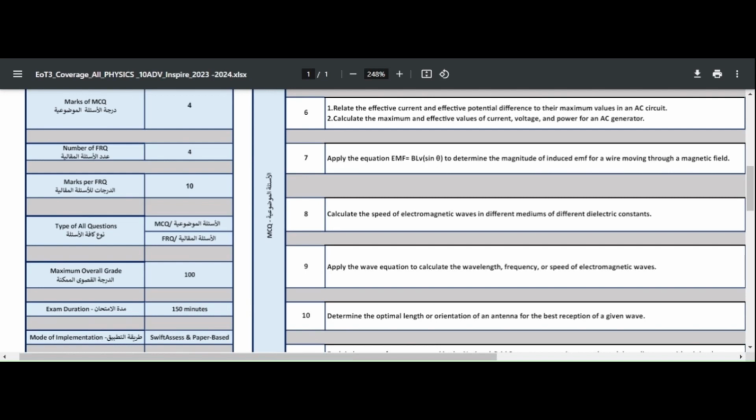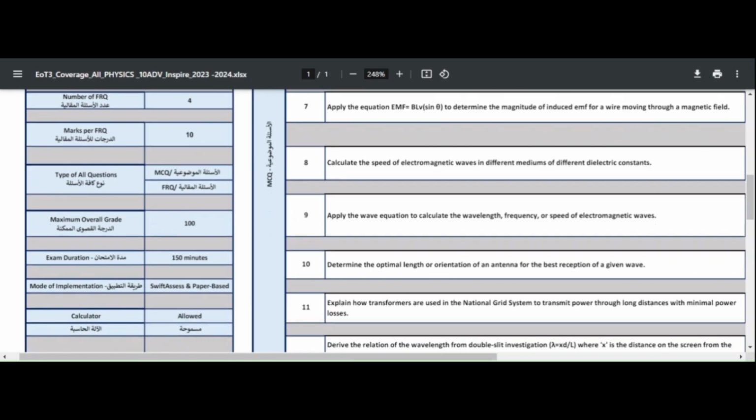So here you will use the direct formula which connects the effective voltage or potential, current or power to the maximum voltage, current or power. So there is a direct formula. You will be given the formula in the exam paper, so you can use those formulas to calculate that.